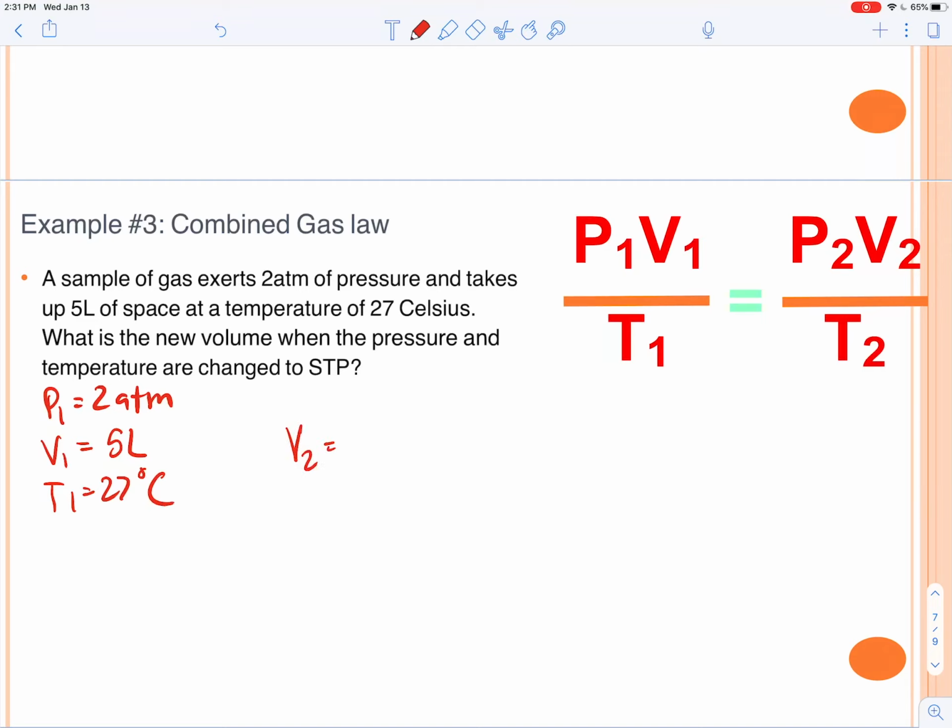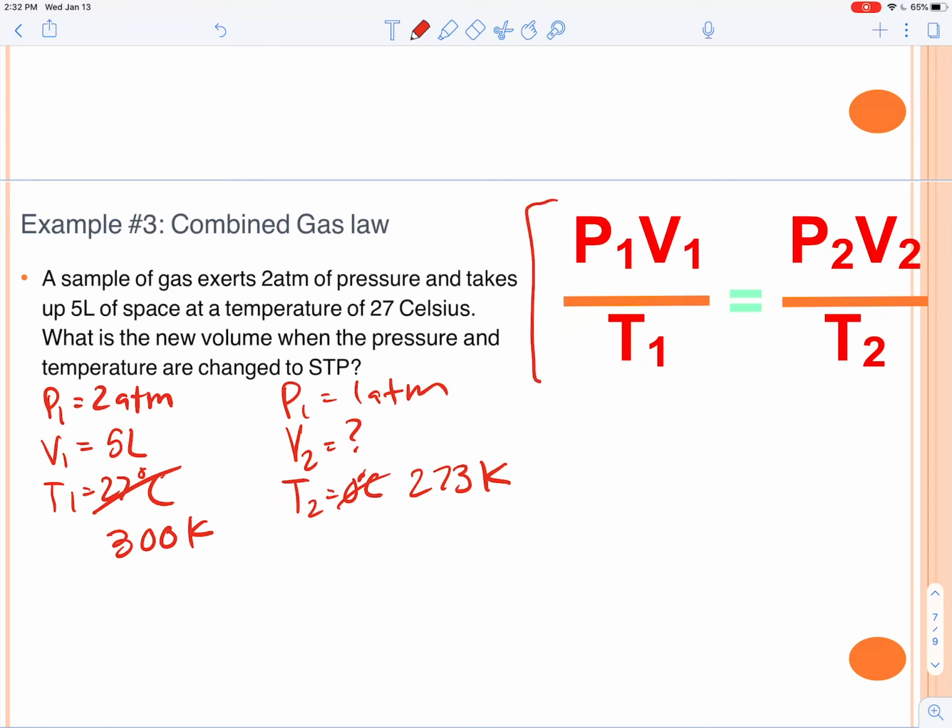I don't know what V2 is, when the pressure and temperature are changed to STP. So standard temperature is going to be 0 Celsius, which of course is 273 Kelvin. And then standard pressure is simply 1 atmosphere. I want to convert any Celsius to Kelvin, so 27 plus 273 becomes 300 Kelvin.